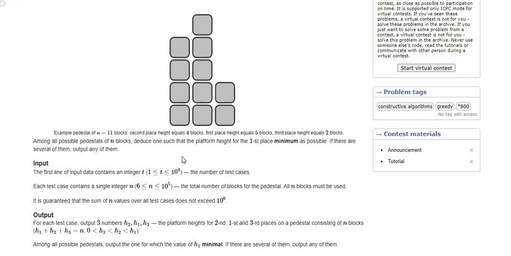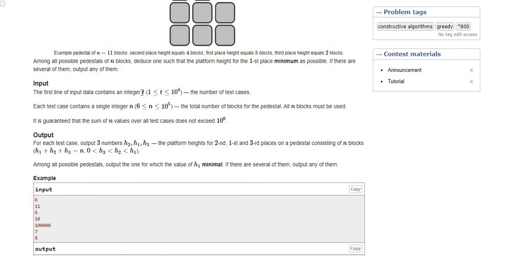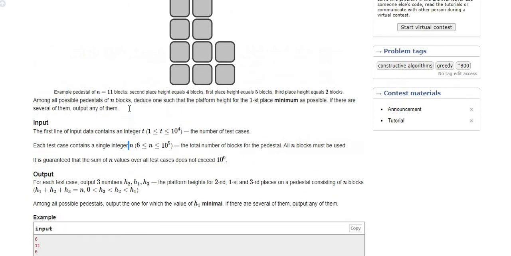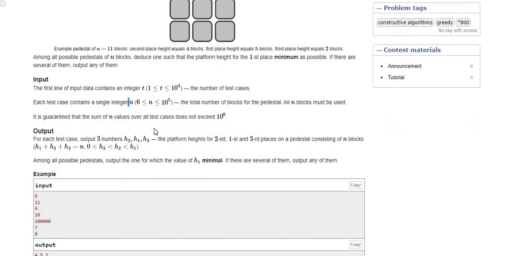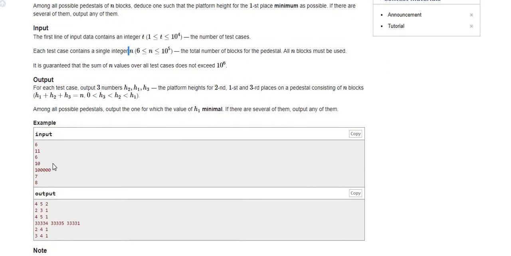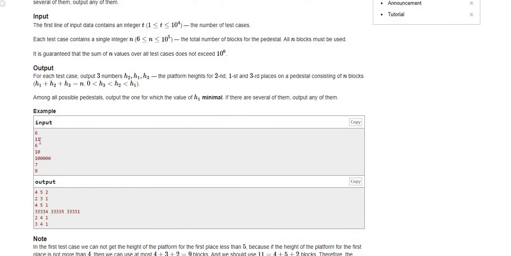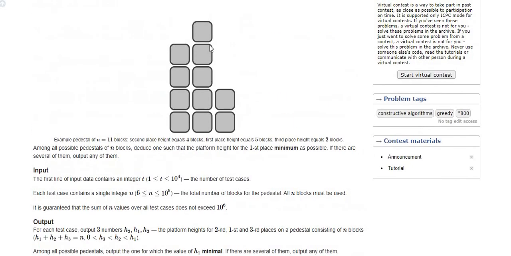Now the number of test cases is t, and each has a single integer, the n blocks, and we have to output the second lane first, then the first lane, and then the third place. Here 6 test cases are given. For example, in the case of 11, the middle one is made of 5, then 4, that is 9, and the remaining is 2. So the same example: 5, 4, and 2.